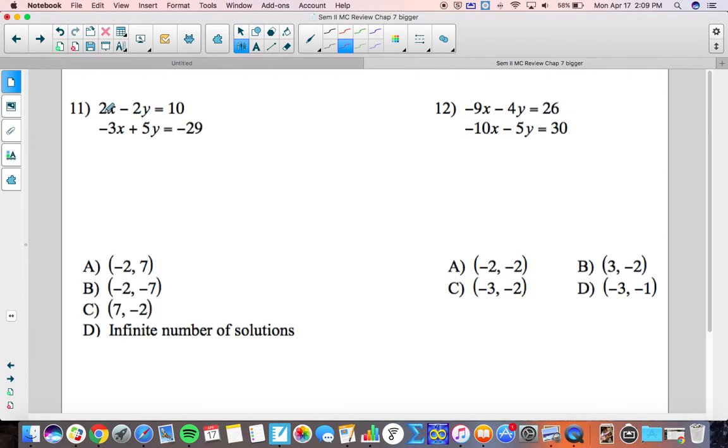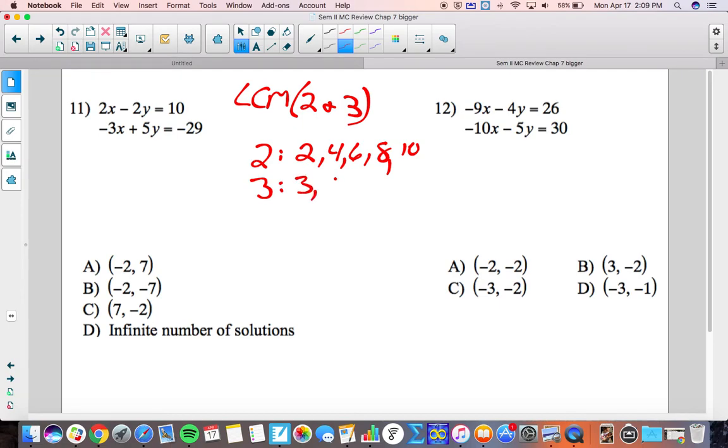But I want to use whole numbers as my multipliers. So I can't really multiply 2 by a whole number to get positive 3. So instead, you could think, what's the least common multiple of 2 and 3? In other words, when you list the multiples of 2, what do you get? Here's the multiples of 2. Multiples of 3 look like this.